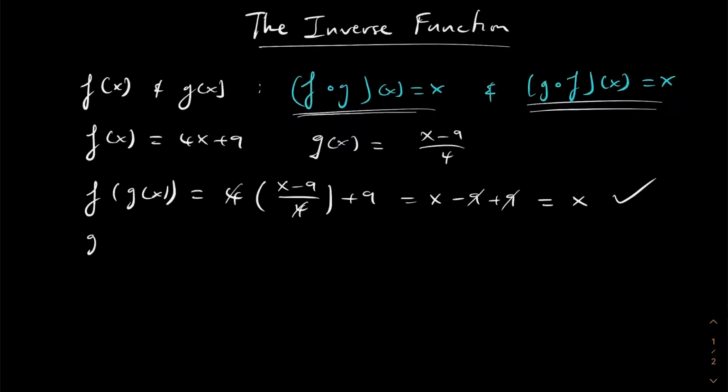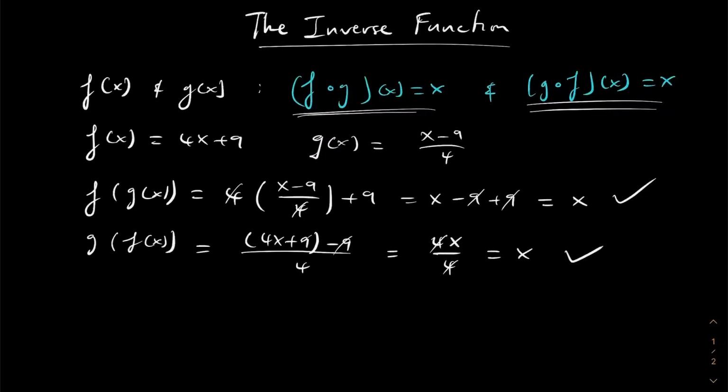So let's check out g of f of x. That's going to give us (4x plus 9 minus 9) divided by 4, because remember, f goes in wherever you see x in the g function. And so that will give us, if you cancel 9 and 9, 4x over 4, and then canceling 4 and 4 would give us x. And so because f of g of x is equal to x, and g of f of x is equal to x as well, f and g are in fact inverses of each other.